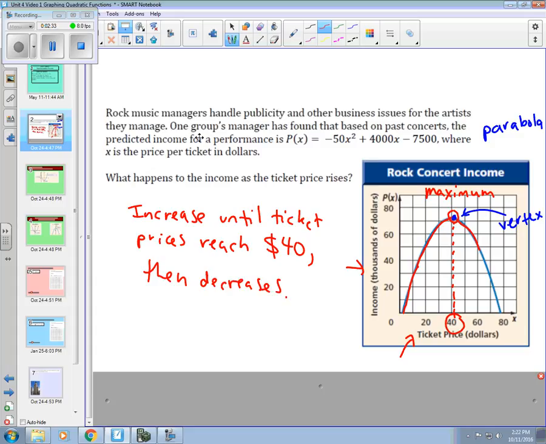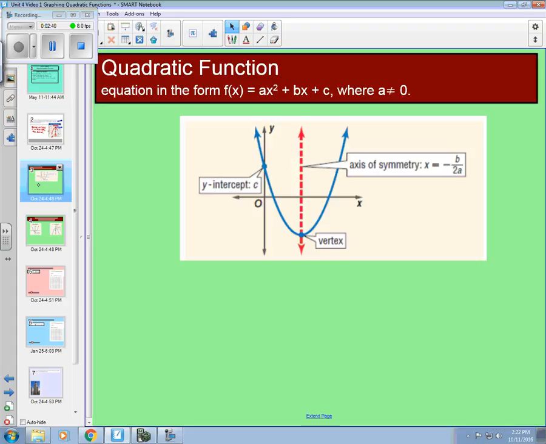This U shape or arc shape that you see here is a parabola, and you get it by graphing a quadratic function. Okay, so quadratic function. When you graph anything in this form up here of ax squared plus bx plus c, where a can't be 0, you get a parabola. Some things we're going to look at. Where is the y-intercept in that equation? Okay, and the y-intercept is always going to be your c value. Whatever c is, that's your y-intercept.